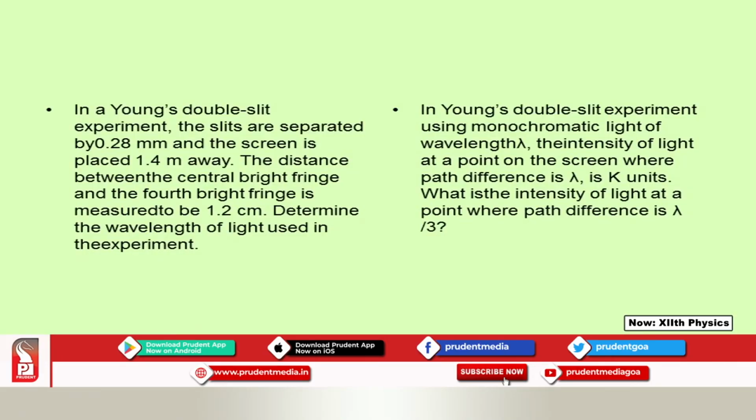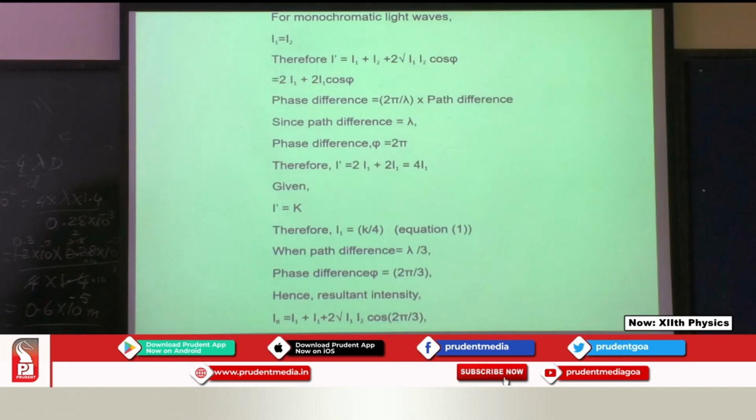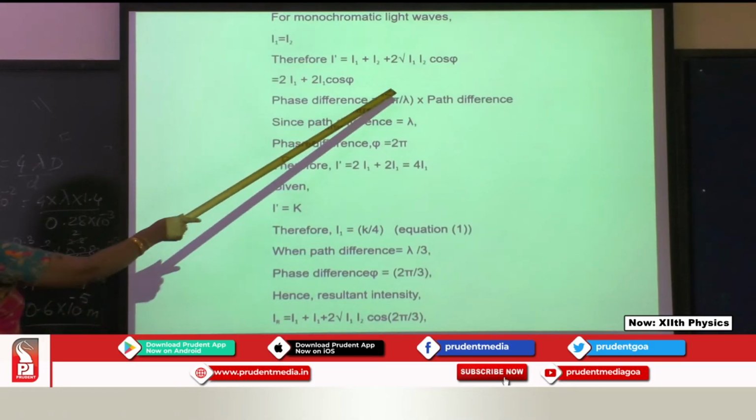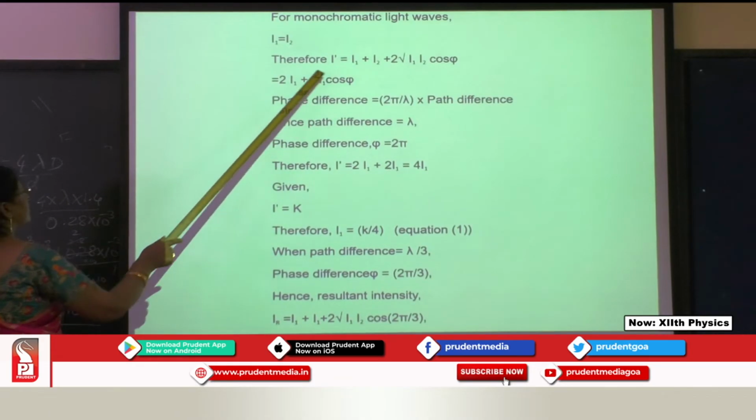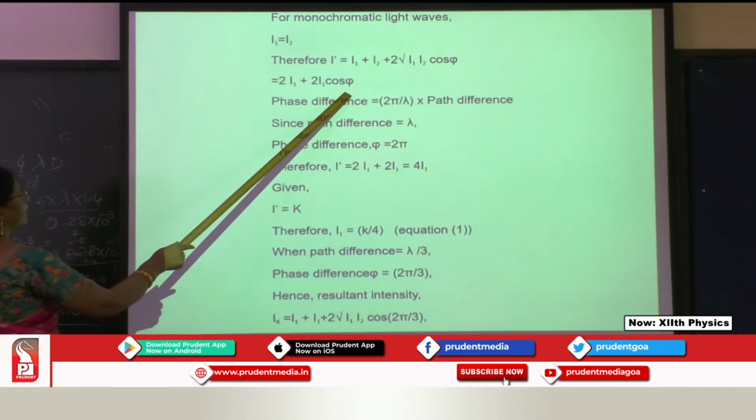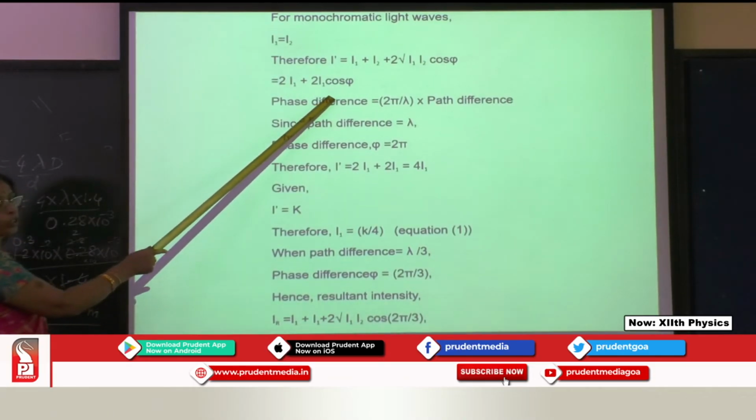And the next question. In Young's double slit experiment, this is one of the application questions which comes up. I'll just show you the working part of it. I1 and I2 are equal. I dash is equal to the square root of I1 plus I2 plus 2 square root of I1 I2 cos phi. Since they have the same intensity, adding them together, we get 2I1 cos phi.